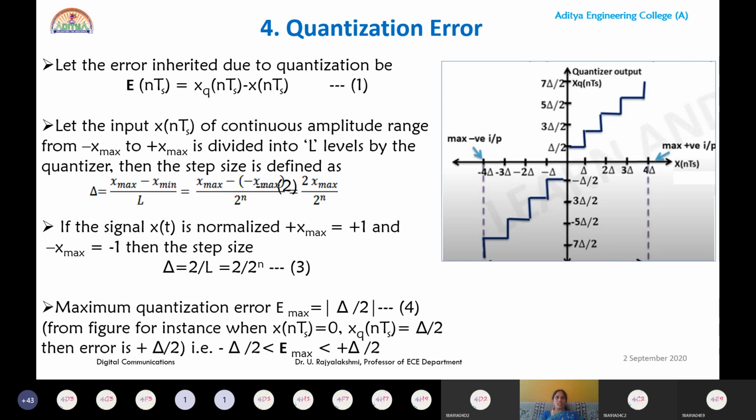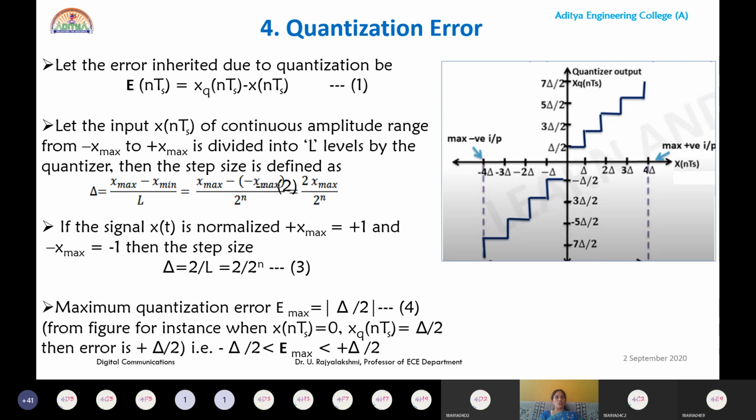So it is equal to 2x max divided by 2 power n. If the signal x of t is normalized, then x max equals 1, so it is 2 by L, which you can also write as 2 by 2 power n. Always remember that we calculate the SNR only for a normalized signal. So the step size definition is 2 by L only; instead of x max, replace it with 1, so 2 by 2 power n.